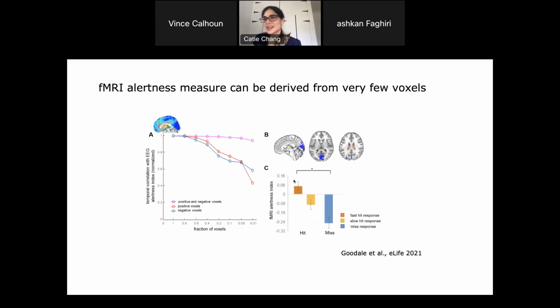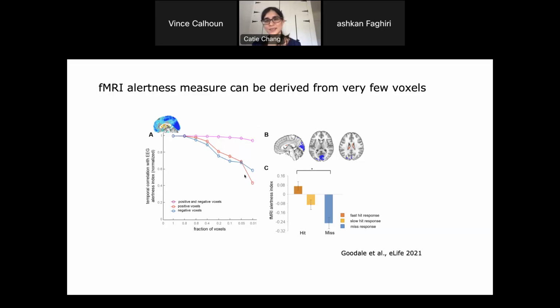The last thing we did here was it seems that we can estimate vigilance from the whole brain patterns, which is used in the results I just mentioned. But what if we try to pare that down to just a very small number of fMRI voxels? And so here we experimented with whether we could successively reduce the number of positive and negative intensity voxels to their top, up to 1%.